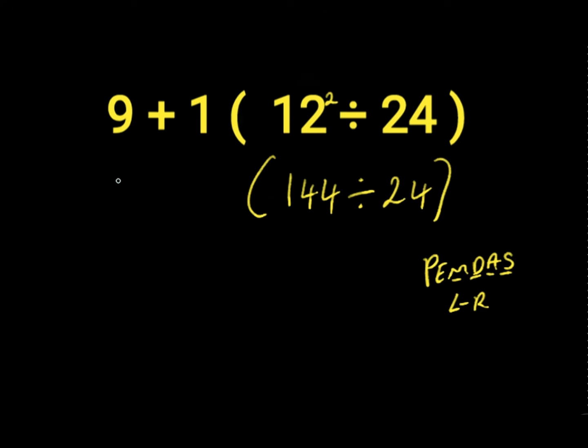Then we bring down our 9 plus 1. We are still in our parentheses. 144 divided by 24 will give us 6. Then we have 9 plus 1 times 6. Now we have an addition and a multiplication. We first of all work with our multiplication because it comes first before addition.